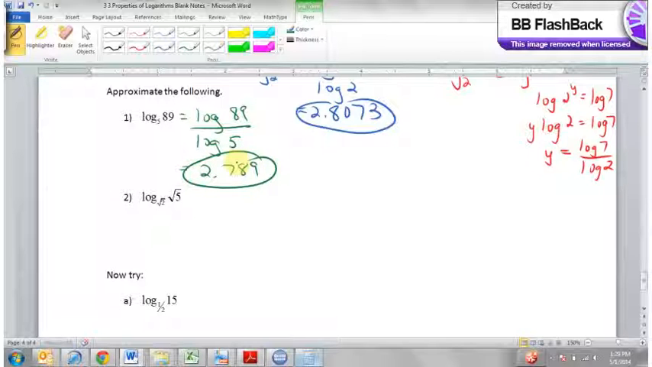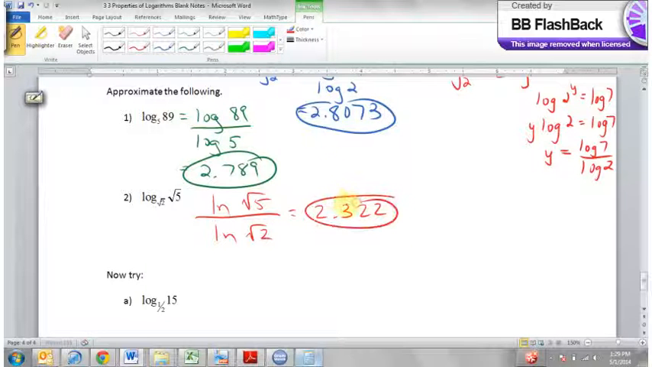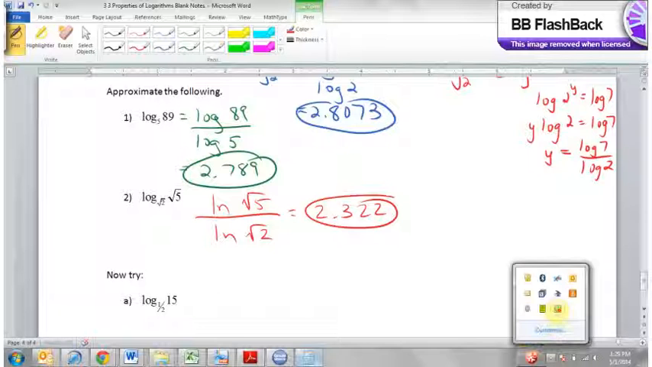Okay, for this one, we're going to do the same thing. Log of the big number over log of the small number. So log of radical 5 over log of radical 2. For this one, let's do natural log because we can. You'll get the same exact answer, so whichever button makes you happier. Natural log of radical 5, natural log of radical 2. Put that in your calculator. You will get 2.322. Okay, there's a couple more problems here. I want you to give those a shot on your own, and we'll go over those in a second.